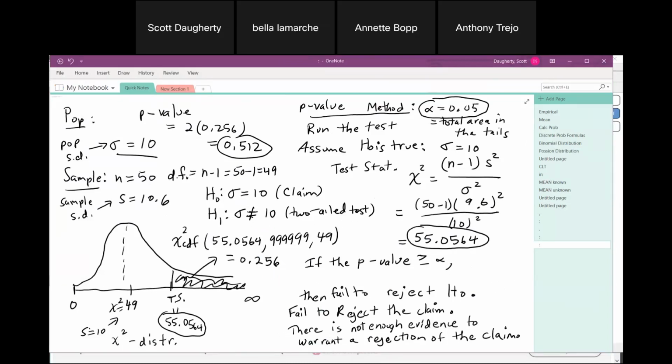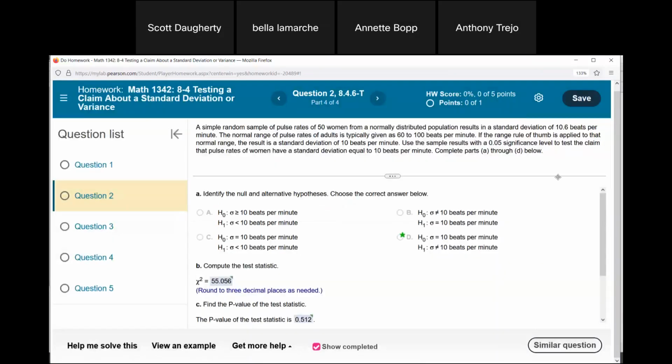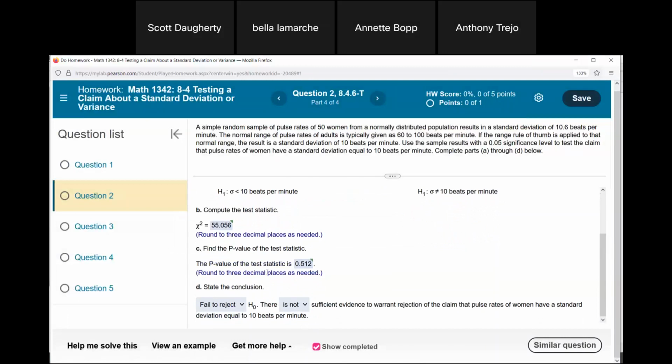All right, so let me just go back and look and see. So the chi-square value, or the test statistic, is 55.056, and then the p-value is 0.512, and the conclusion is we fail to reject the null, and so there's not enough evidence to warrant a rejection of the claim. Okay, so that's what we got.